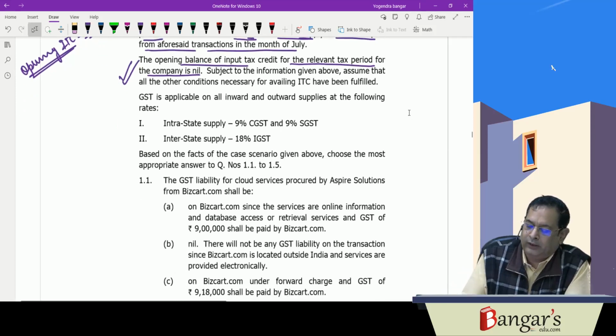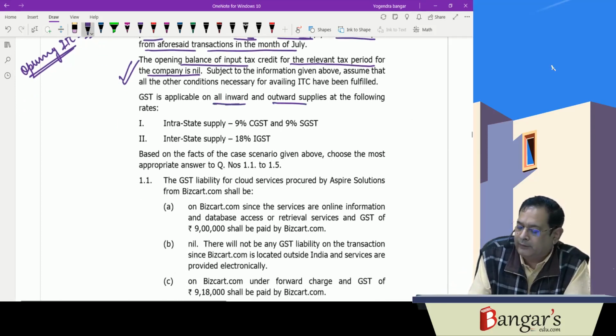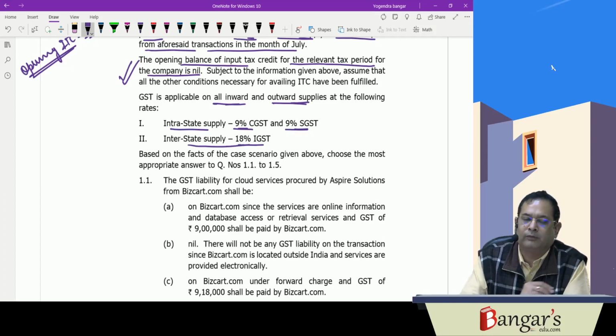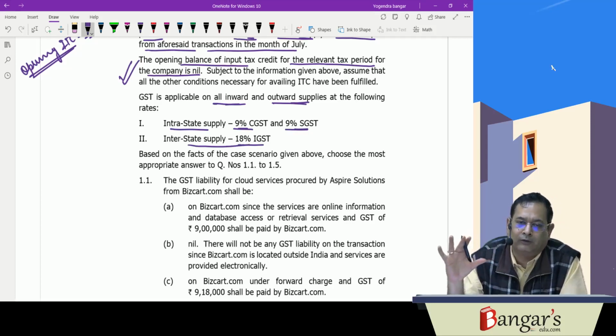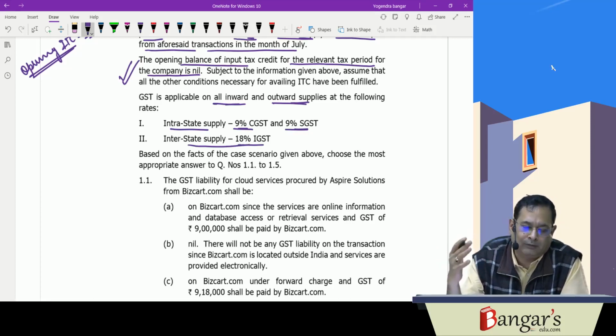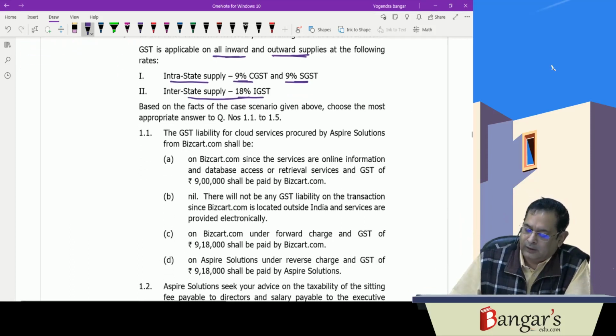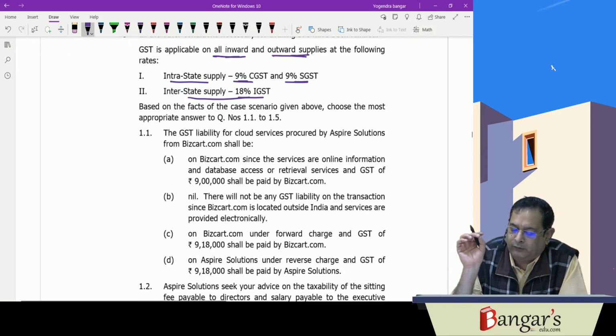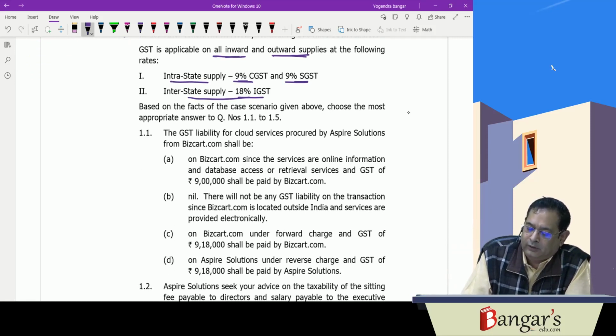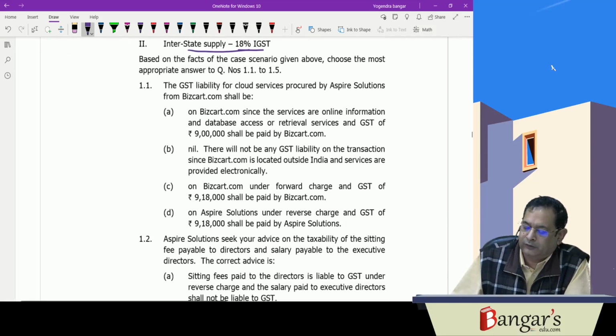Now, the GST rate applicable on all inward supplies and outward supplies is, interstate supply 18%, and intrastate supply 9% CGST and 9% SGST. So whether it is inward or outward supply, the rate of GST is 18%, with CGST 9% and SGST 9%. Now, based on the facts of the given case scenario, choose the most appropriate answers. Now, question number 1 first is what?